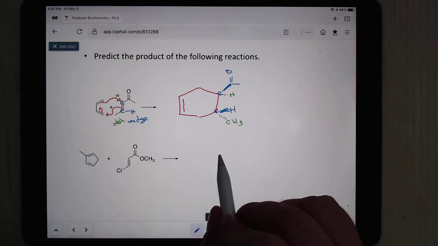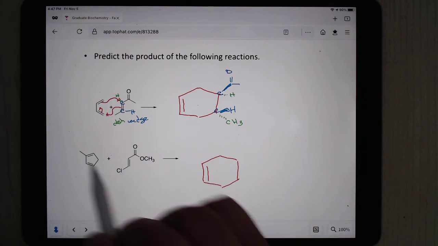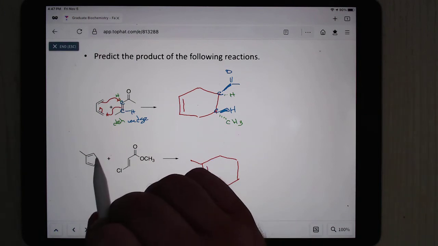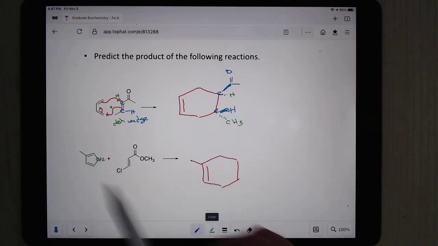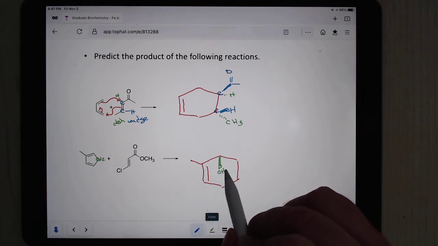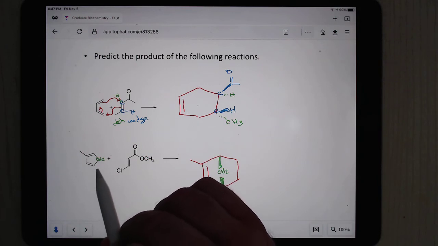Same thing down here. We're going to start with our cyclohexene. Now there is a methyl group hanging off of here, so you want to start with that. And then there is this bridge here. And so we're going to say, okay, I'm going to put this on a wedge.